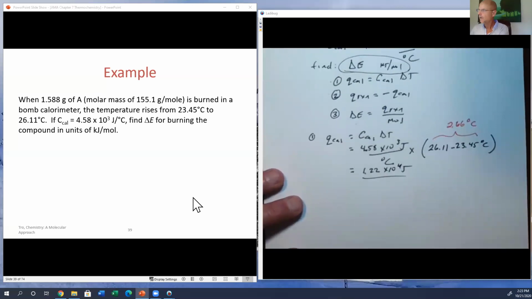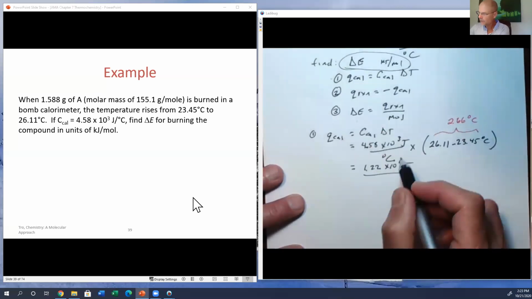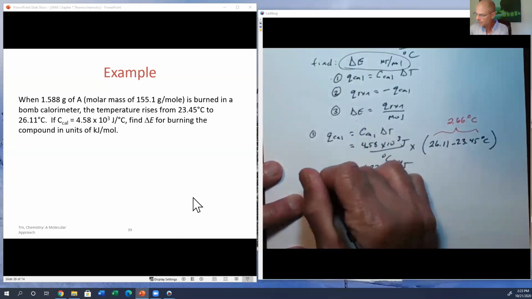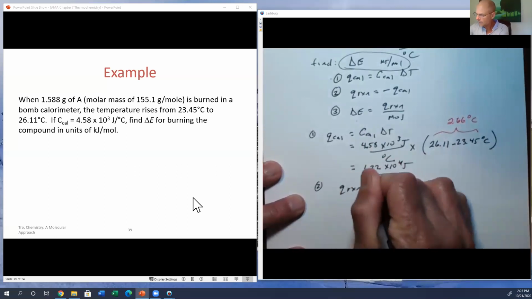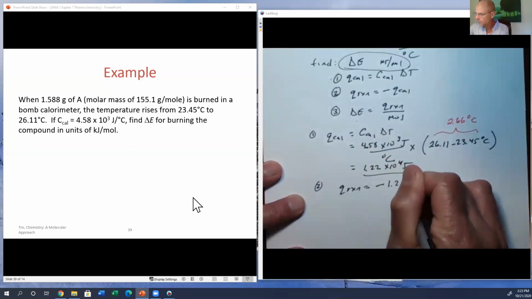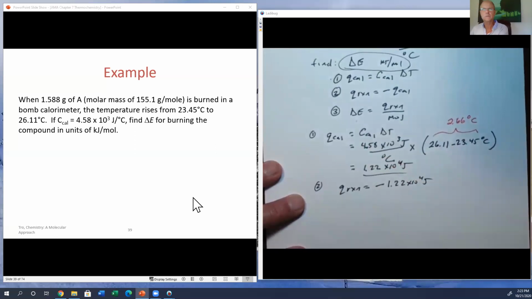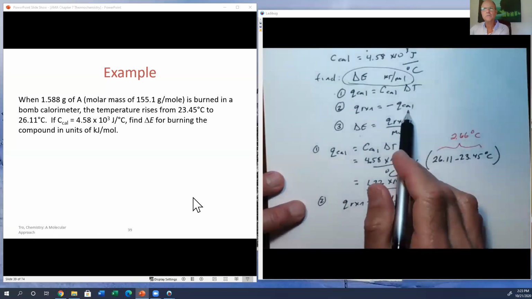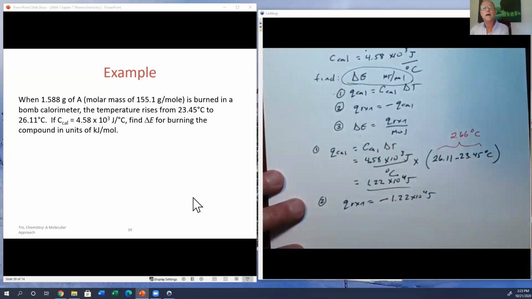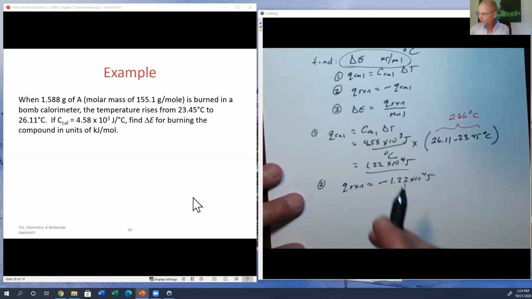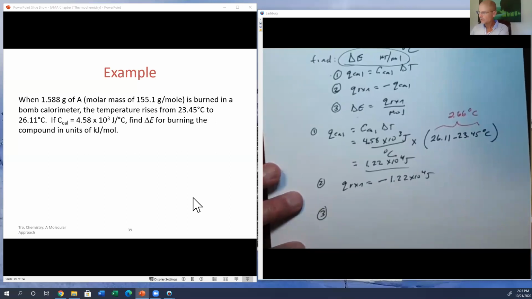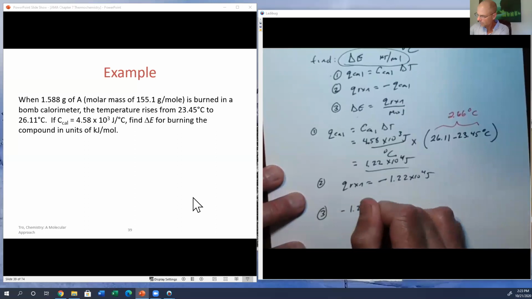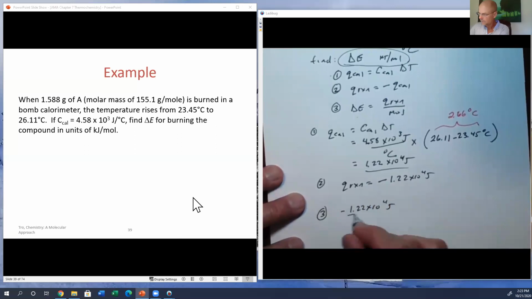Good. Okay, the next step then is to say, okay, well, Q reaction is just going to be, so step 2, Q reaction is equal to minus 1.22 times 10 to the 4th joules, right? Q reaction is equal to minus Q calorimeter, because they're equal in magnitude but opposite in sign, okay? Then step 3, we're just going to take this and divide by the number of moles, right?